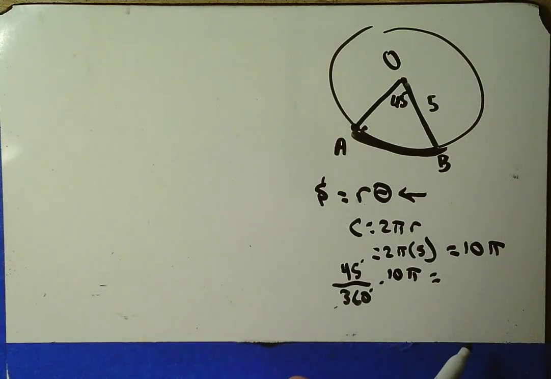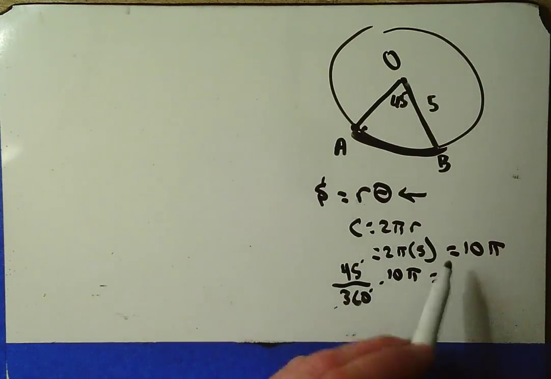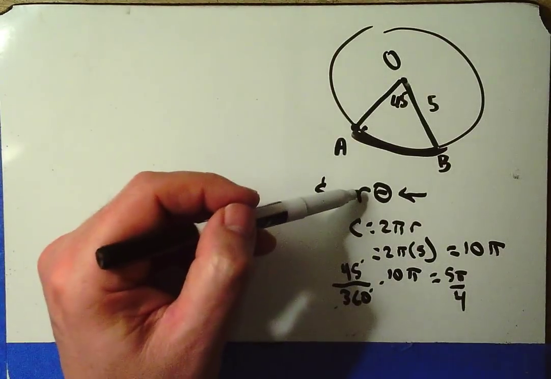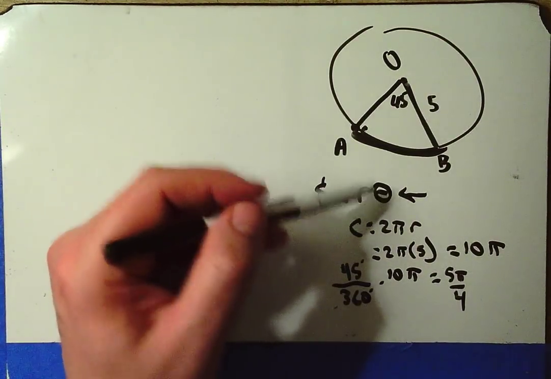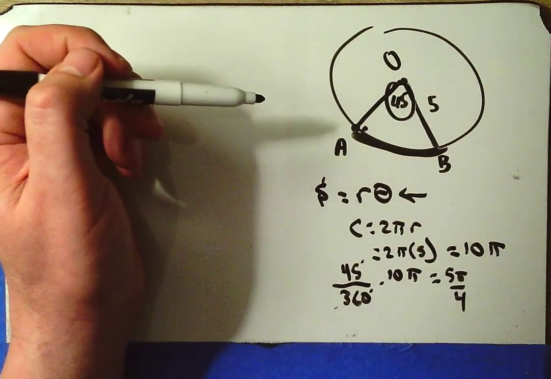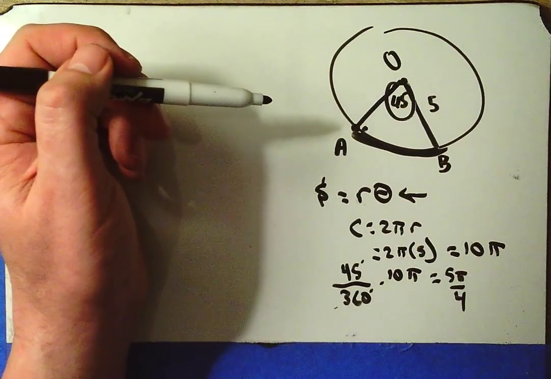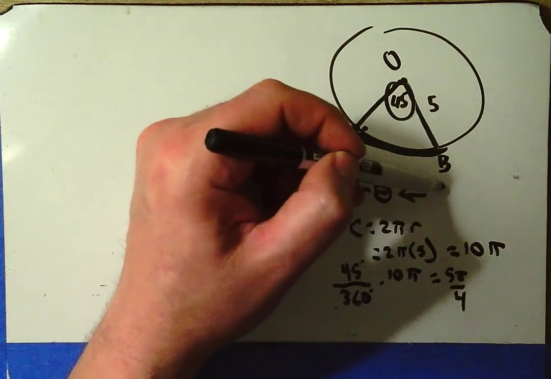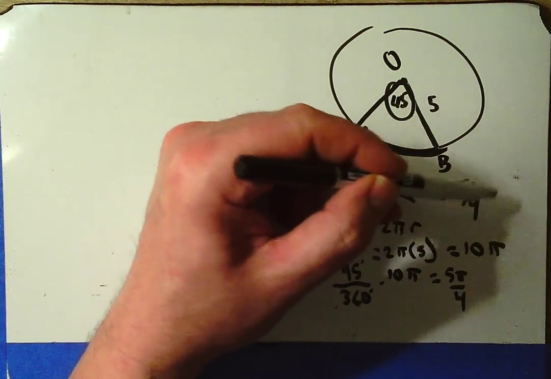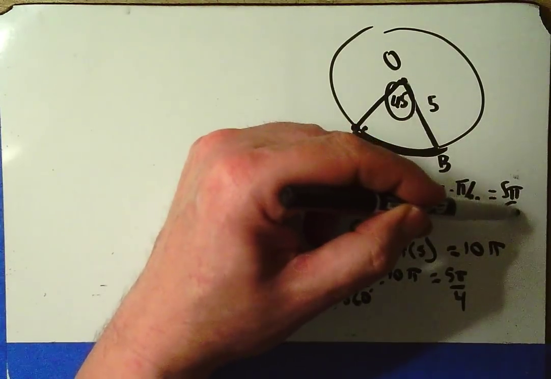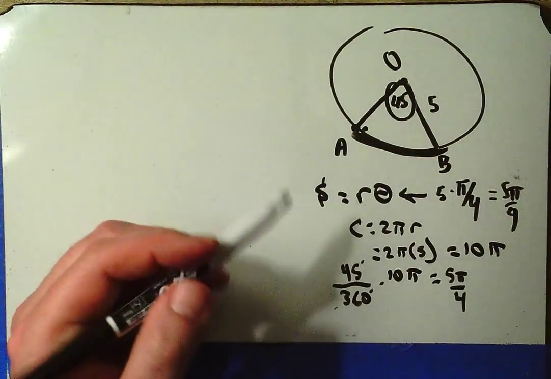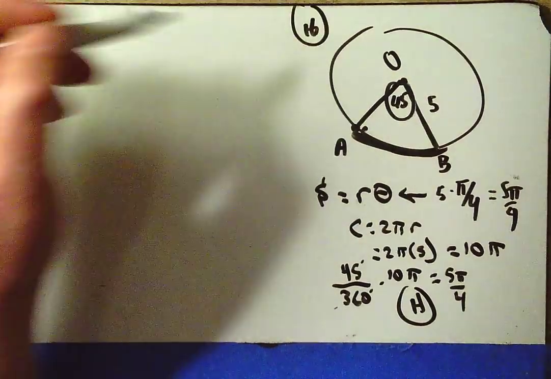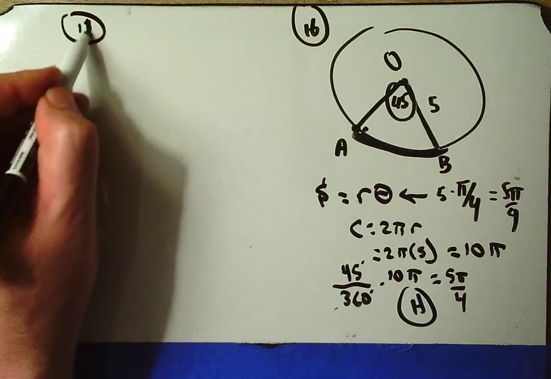And I end up then with 5 pi over 4, which I could get by using s equals r theta as long as I converted 45 degrees into radians. 45 degrees is pi over 4 radians, so radius times pi over 4 gives me 5 pi over 4. So 5 pi over 4 is my answer here, and that corresponds with H for number 16. Number 17.